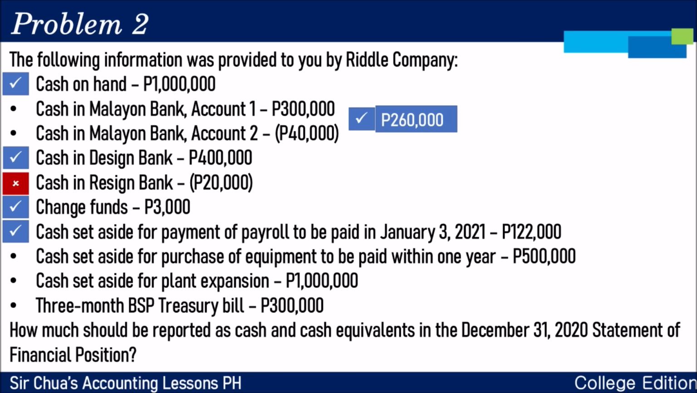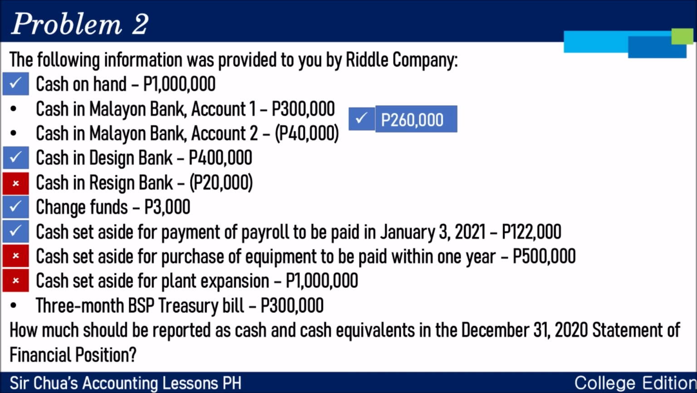Now, for the next one, it was set aside for the purchase of an equipment to be paid within 1 year. So look at the purpose. Since the purpose is for a purchase or acquisition of a non-current asset, automatically your 500,000 cash set aside is not included in your cash balance. It's already a non-current asset because it is for an acquisition of a non-current asset. And the same goes here for the cash which is set aside for a plant expansion, because plant expansion is a capital expenditure. So that's a non-current asset, and basically the purpose is non-current, that's also not included.